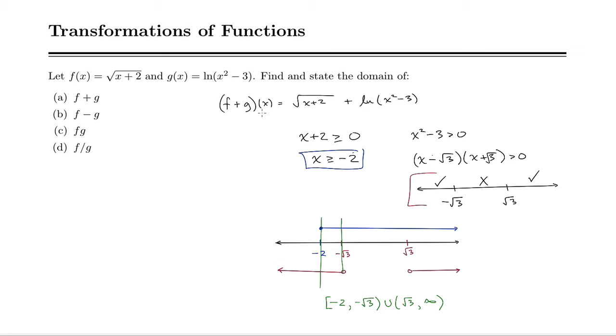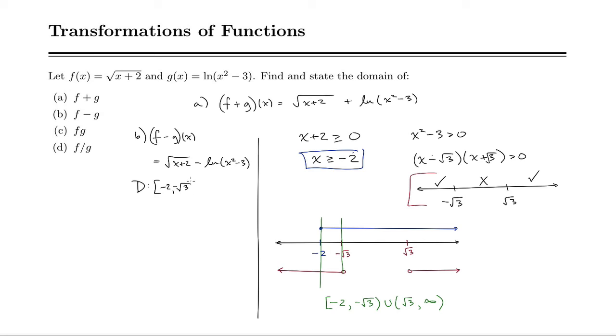All right. Now, it turns out the others are almost identical. Notice, that was part A. For part B, f minus g is just square root of x plus 2 minus the natural log of x squared minus 3. And that means we have the exact same rules, right? x plus 2 has to be greater than or equal to 0, and x squared minus 3 has to be greater than 0. So nothing changed. So the domain here is the same. Negative 2 to negative root 3, and root 3 to infinity.